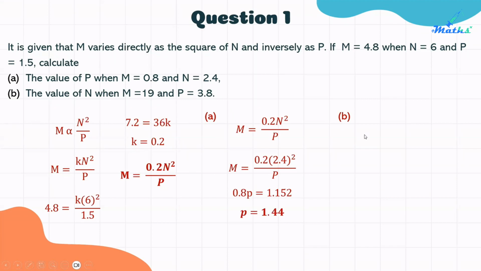And question B is to find the value of n when m equals 19 and p equals 3.8. Also use this equation.